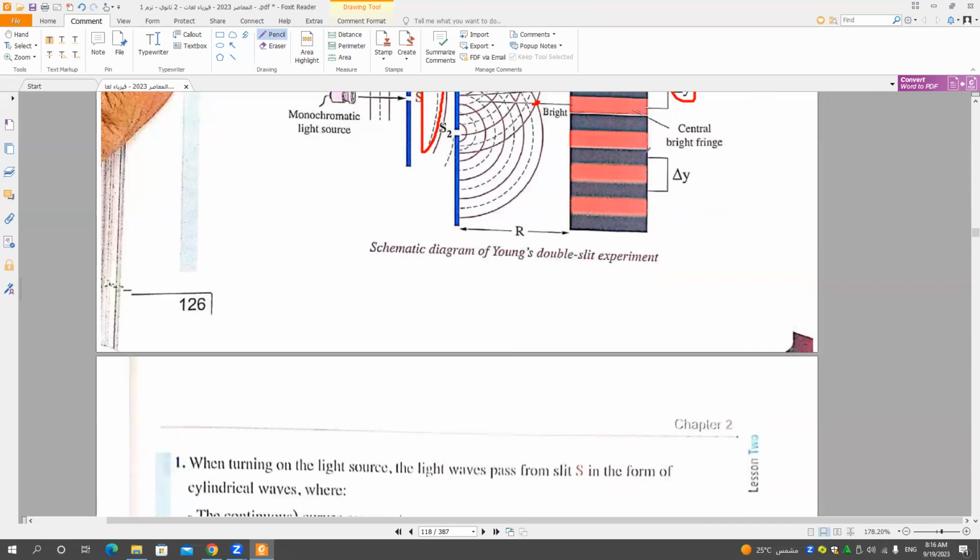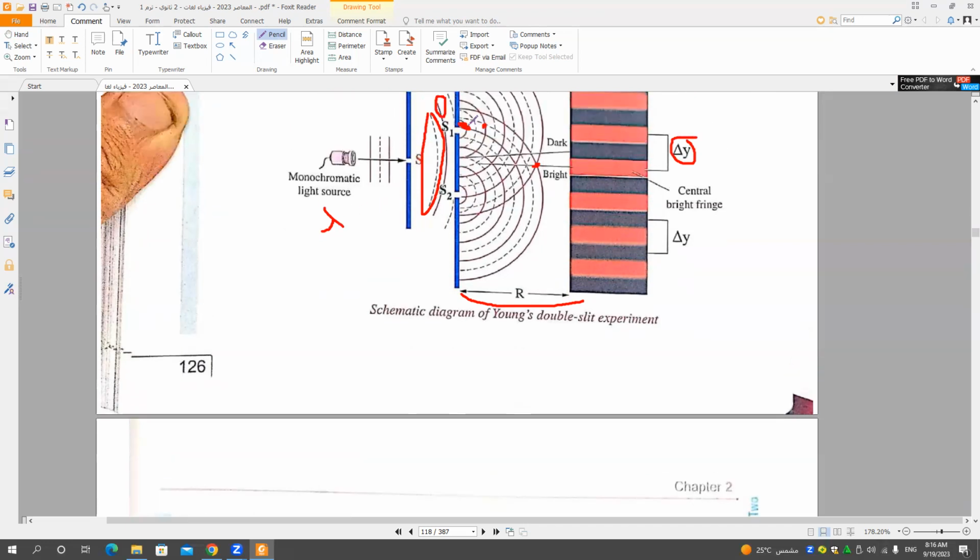To calculate the distance between the two fringes, we must know the distance between the double slit barrier and the observable screen. It is called R. And the wavelength of the monochromatic light source is lambda. And the distance between the two slits is called D.